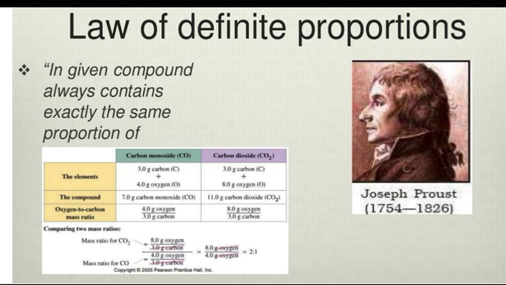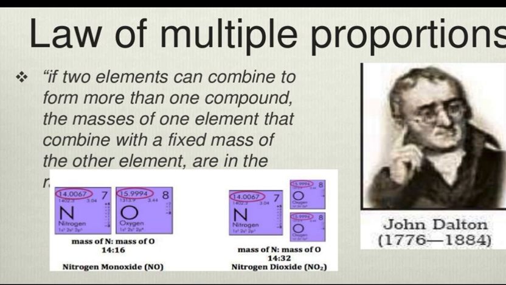Let's move to the law of multiple proportions, proposed by John Dalton. It states that when two elements form more than one compound, the masses of one element that combine with a fixed mass of the other are in simple whole number ratios. For example, we can use carbon monoxide and carbon dioxide. For a fixed carbon mass, the oxygen mass ratio is 1 to 2.